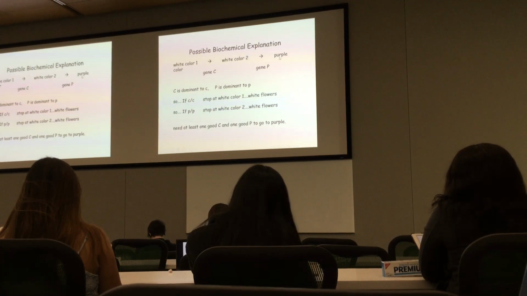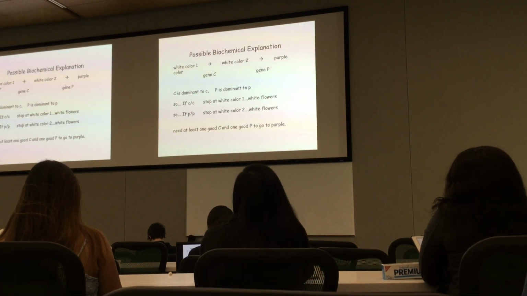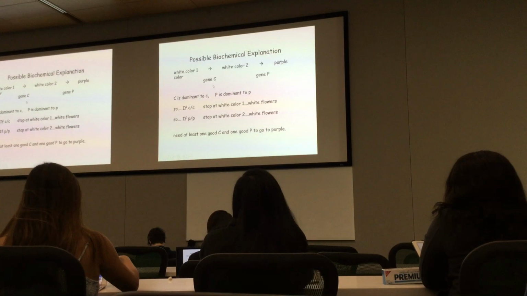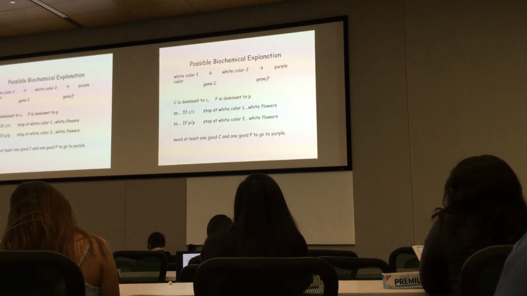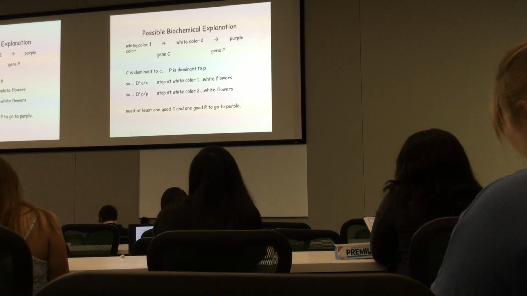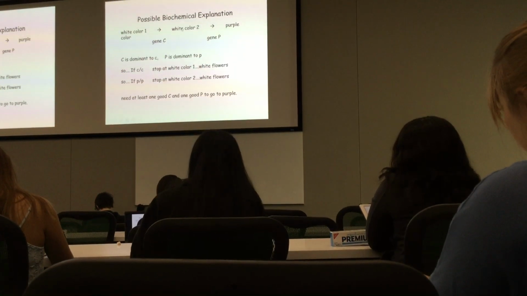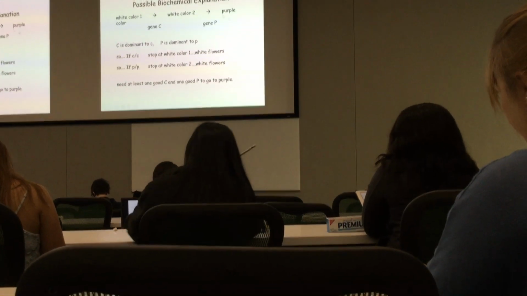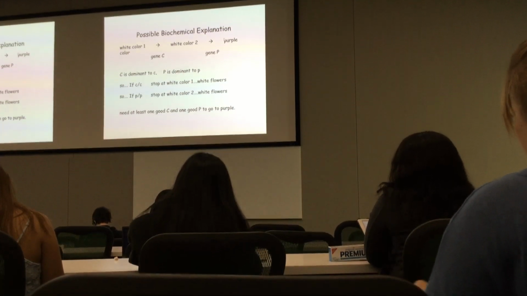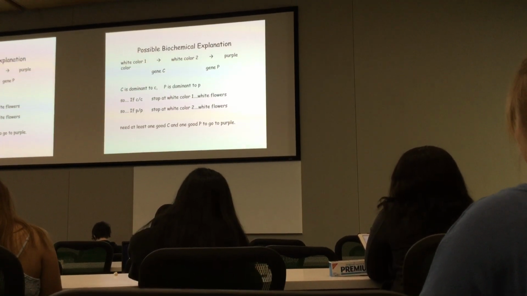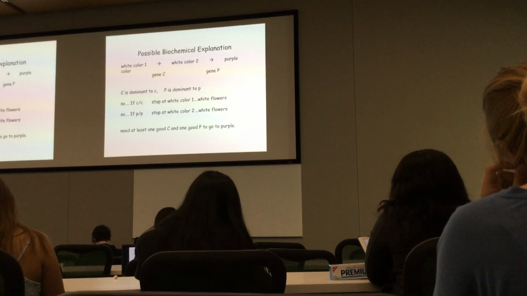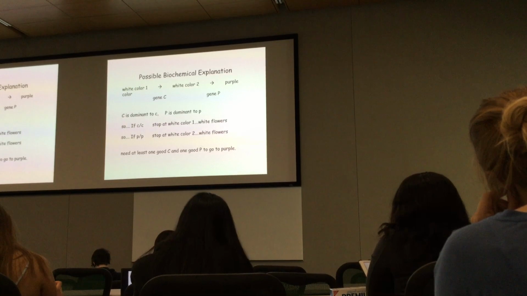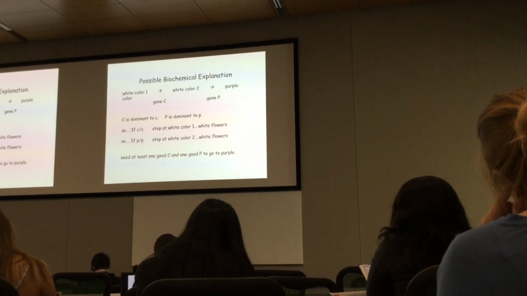And the only way that you could make purple flowers would be if you had at least one good copy of gene C and at least one good copy of gene P. That would give you enough enzyme to catalyze the conversion of this to this, and then this to this, to end up with purple. So these types of problems are neat because they let you assign metabolic steps to particular genes and assess the output and phenotypes based on this idea of each gene controlling one of these steps in the pathway.